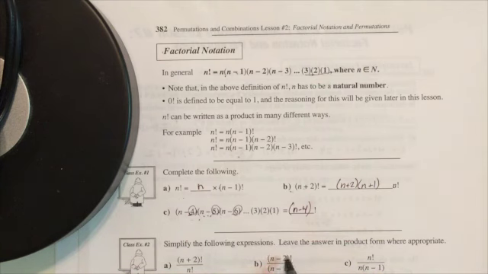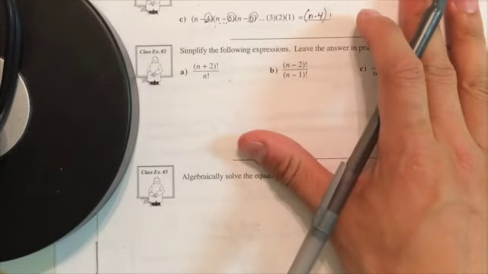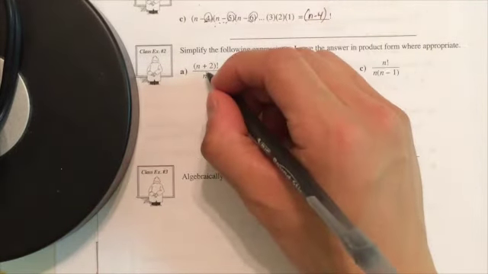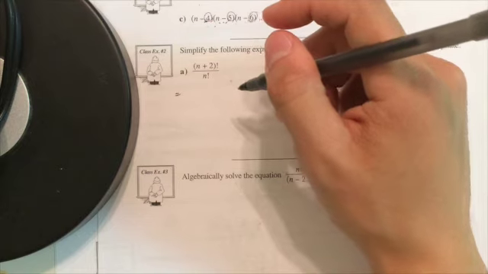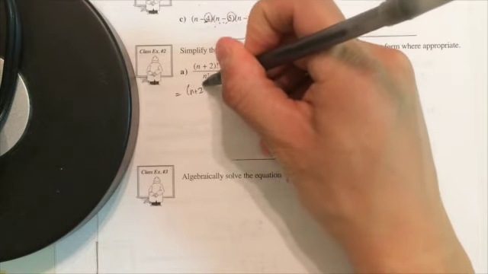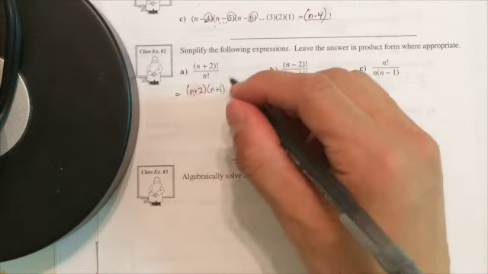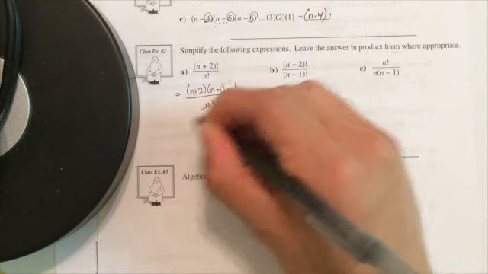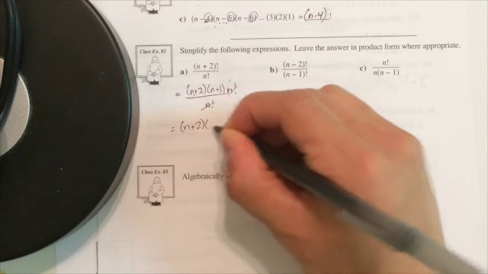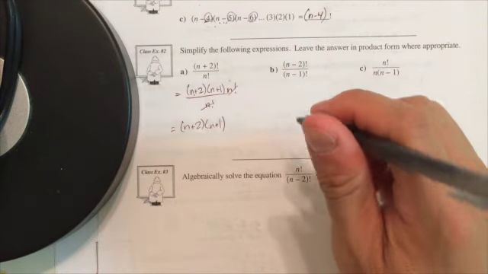Now simplify the following expressions and leave the answer in product form where appropriate. So express it essentially as a binomial. (n plus 2) factorial divided by n factorial. With these questions, it's best if we simplify them in such a way where we're left with terms that we can cancel out. So (n plus 2) factorial we could write as n plus 2 times n plus 1 times n factorial, and there's the term that we'll be able to cancel out, and we can leave this in product form as a binomial, n plus 2 times n plus 1.